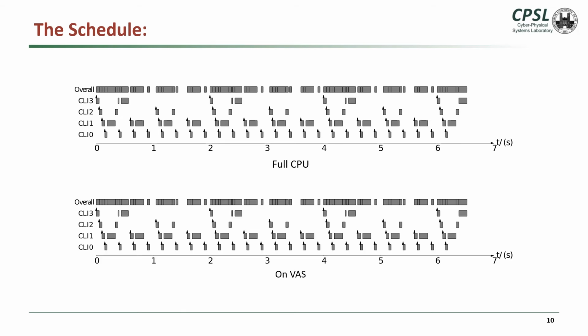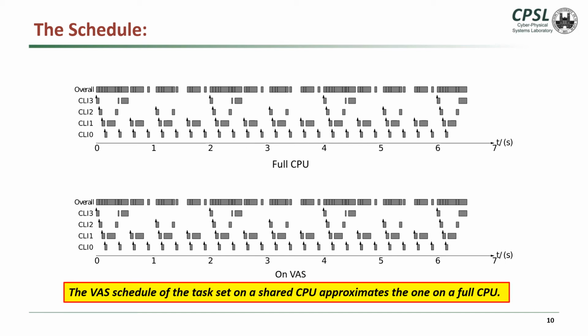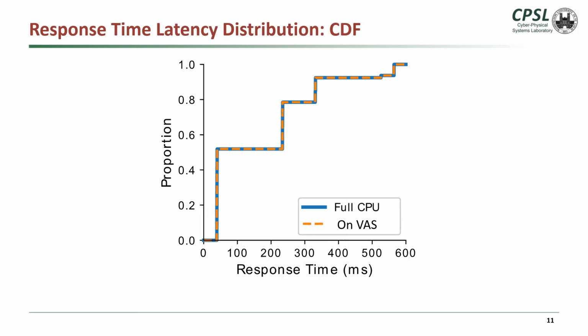And we got the trace on our VES, which shows exactly the same thing. The VES schedule of the task set on a shared CPU can approximate the one on a full CPU. And when showing the response time latency distribution, where the x-axis is the response time, while the y-axis is the cumulative proportion of your latency samples.